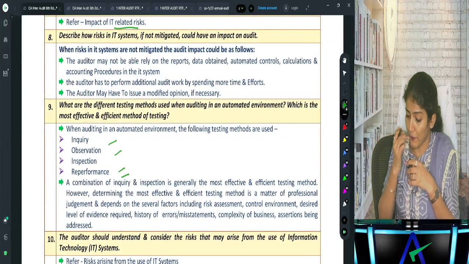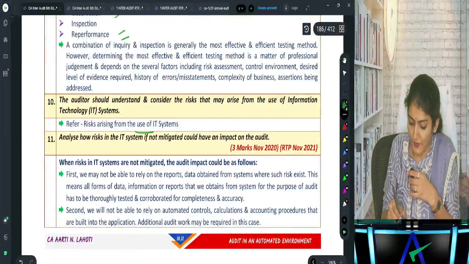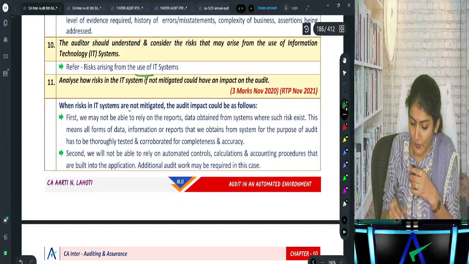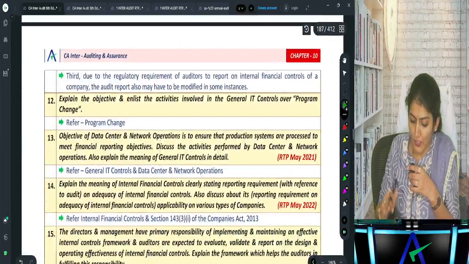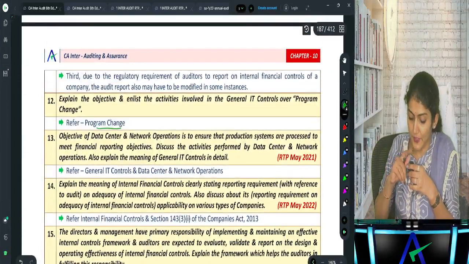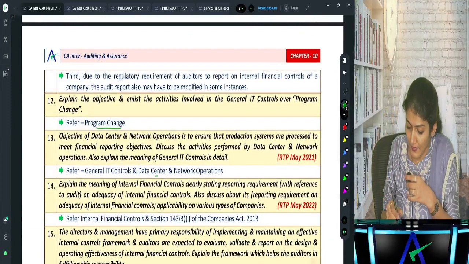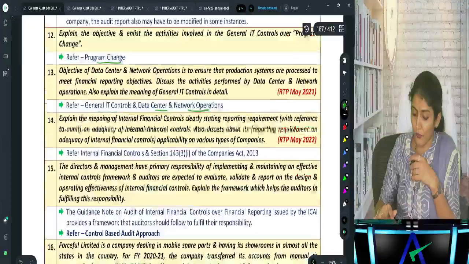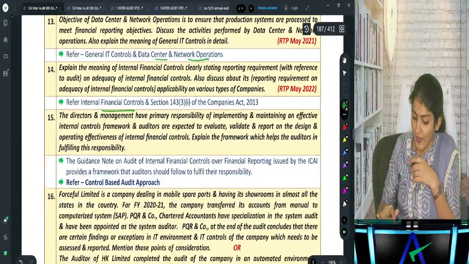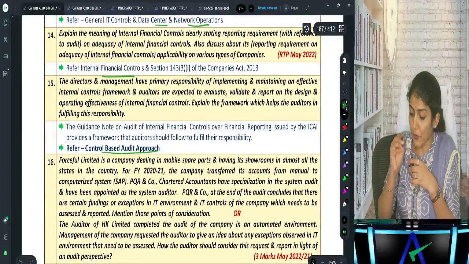Inspection, inquiry, observation, and the reperformance. Then what are the IT risks? Then what could be the impact if the risk is not mitigated? Then again, a question on the program change. Then the data center and the network operation. Then a question on the IFC. Then again, a question on the control-based audit approach.